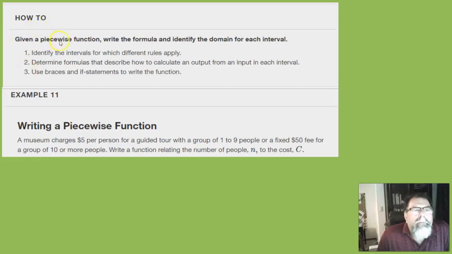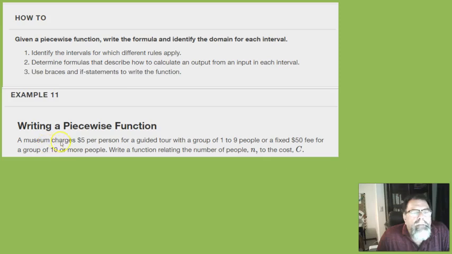All right, how to. Given a piecewise function, write a formula and identify the domain for each interval. So 1, you identify the intervals for which different rules apply. 2, you're going to determine formulas to describe how to calculate an output from an input in each of the intervals. Use braces and if statements to write the function. Okay, so example 11, writing a piecewise function.